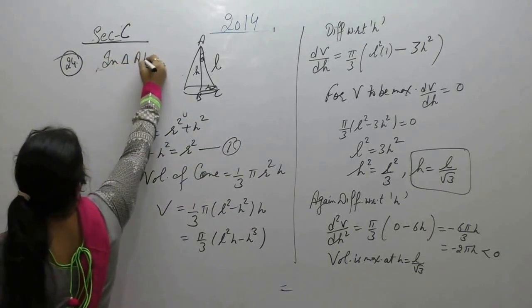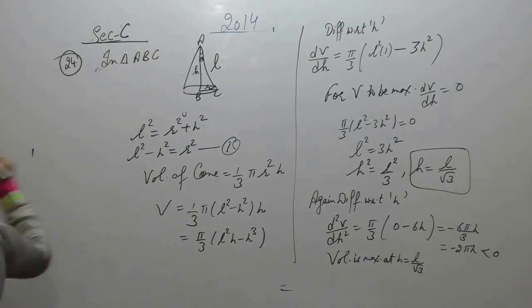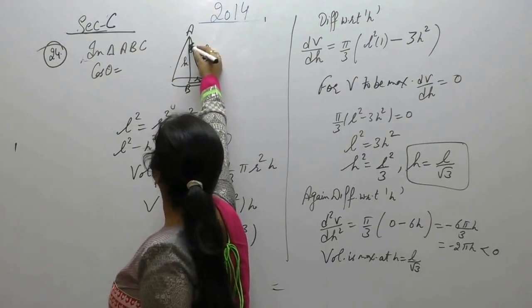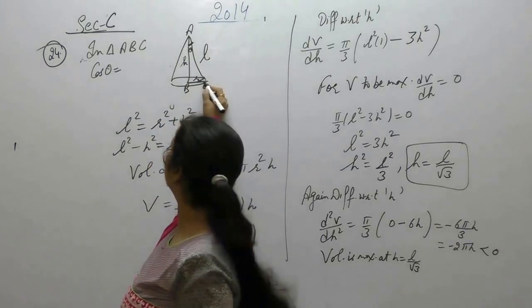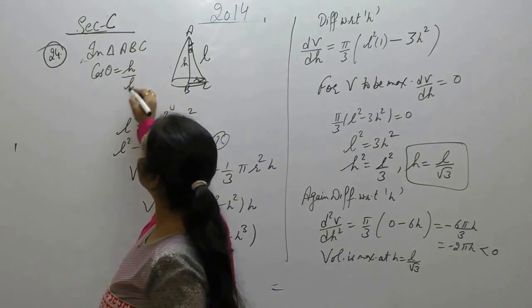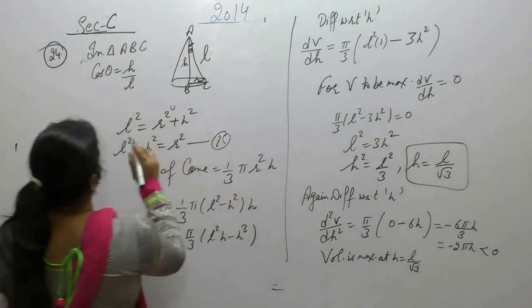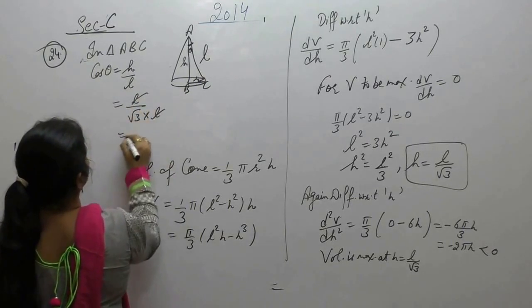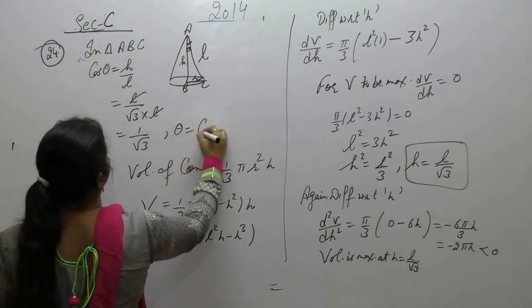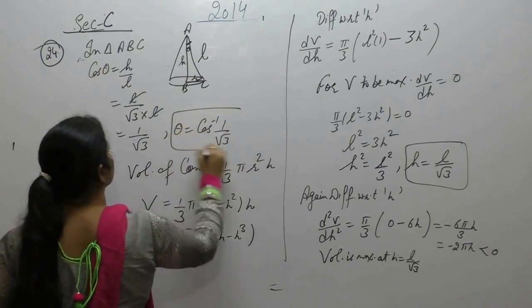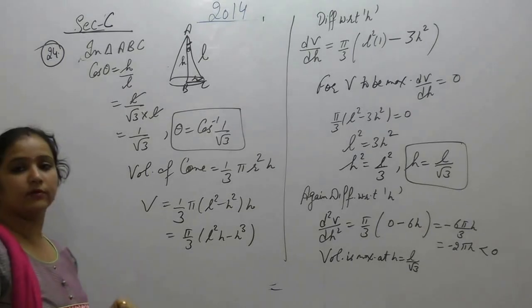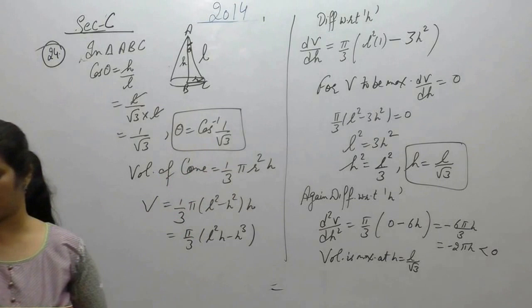In right angle triangle ABC, cos theta, cos is base upon hypotenuse. Here is theta, what will be the side opposite the angle? Perpendicular, so the base is h upon l. We have the value of h, l upon square root of 3, so that is 1 upon square root of 3, or theta is cos inverse 1 upon square root of 3. Hence the semi-vertical angle of the cone of maximum volume is cos inverse 1 upon square root of 3.